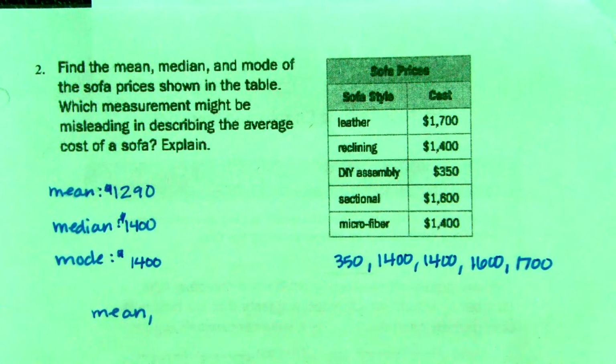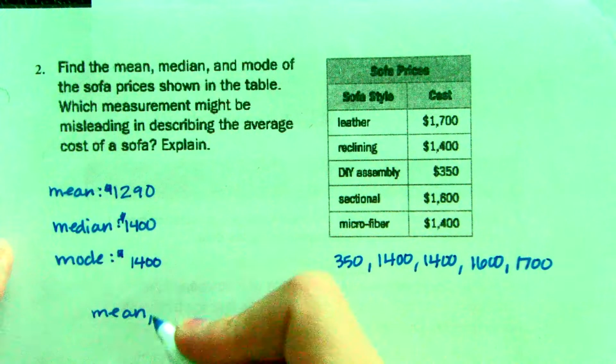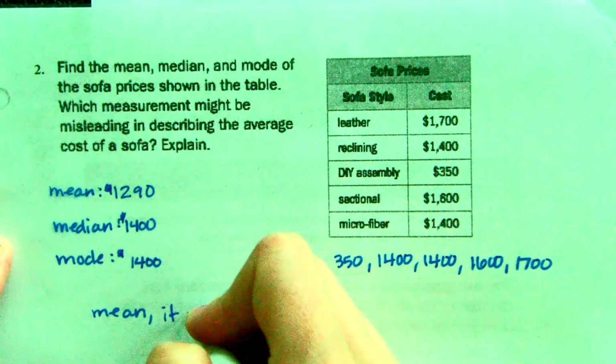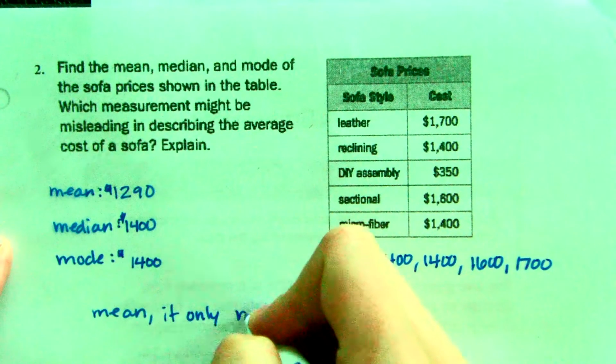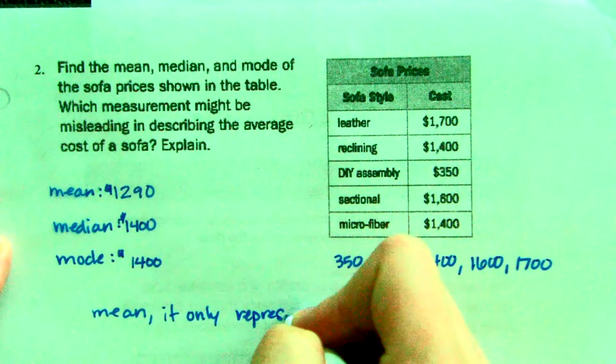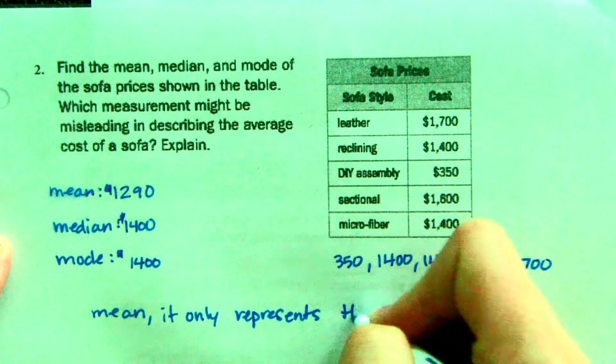You can have a small outlier that's the least value, or an outlier that has the maximum value. So we have an outlier here of 350. That takes our average down. Our mean goes down with that. So I would again say the mean is misleading because it only represents the lower values.